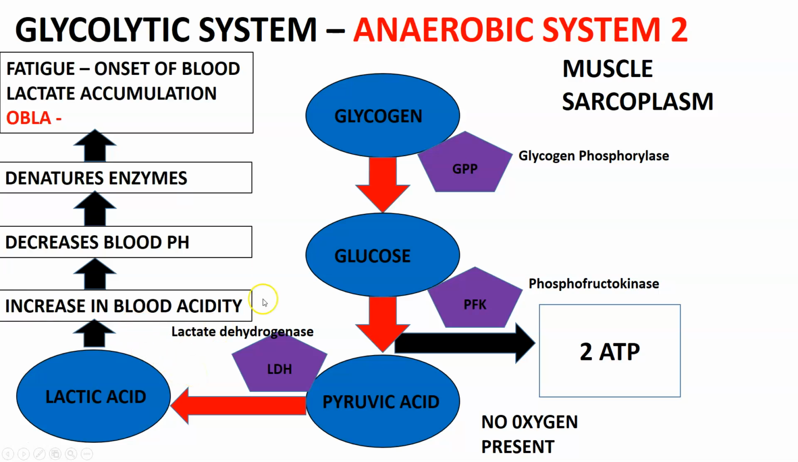Then this extra information, this part here is really important now. So because of this lactic acid, we get an increase in blood acidity, a decrease in blood pH, pretty much the same thing, which denatures enzymes, which means we get an onset of blood lactate accumulation, OBLA, fatigue. We can no longer have a muscular contraction. We have run out of energy for a muscular contraction. We get 2 ATP from the glycolytic system. So, you need to make sure you have got that drawn, you know the process.